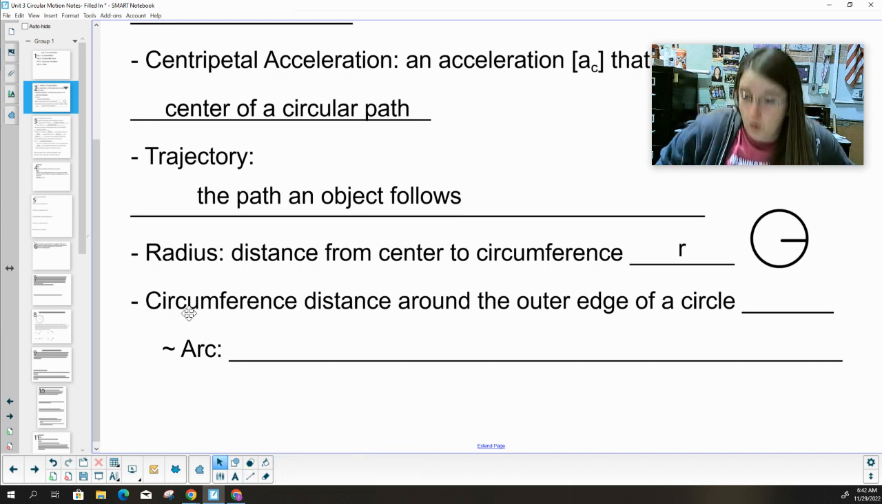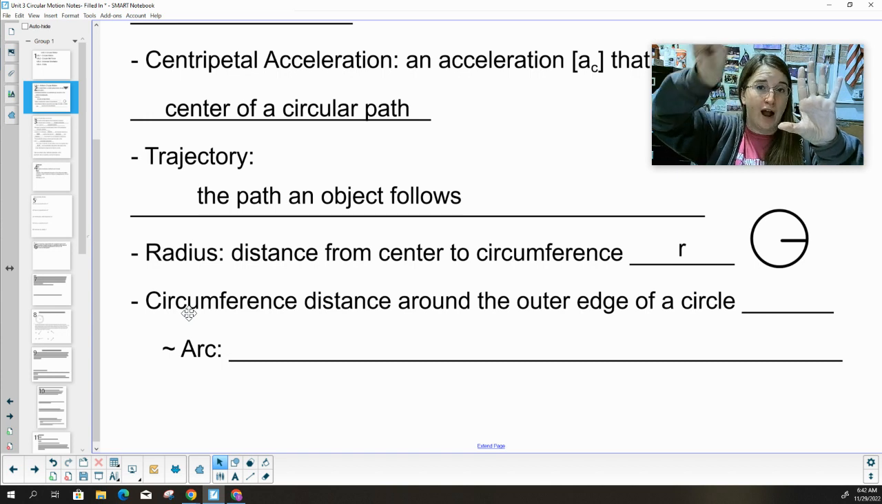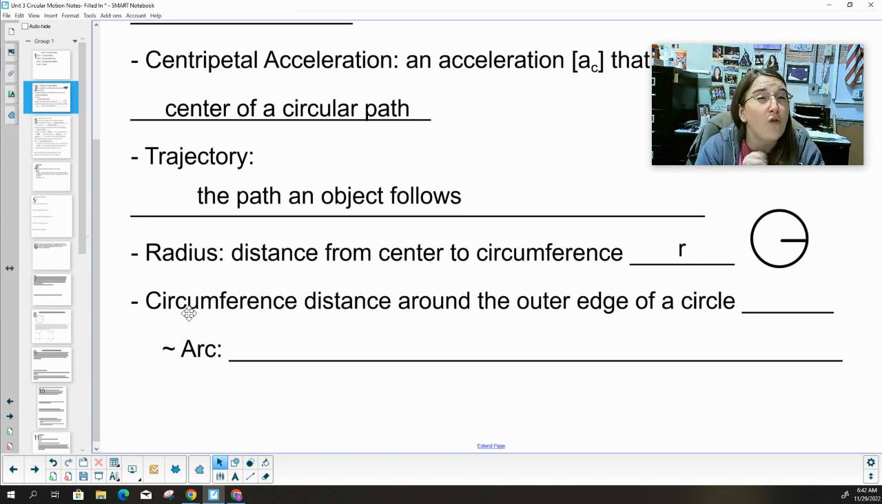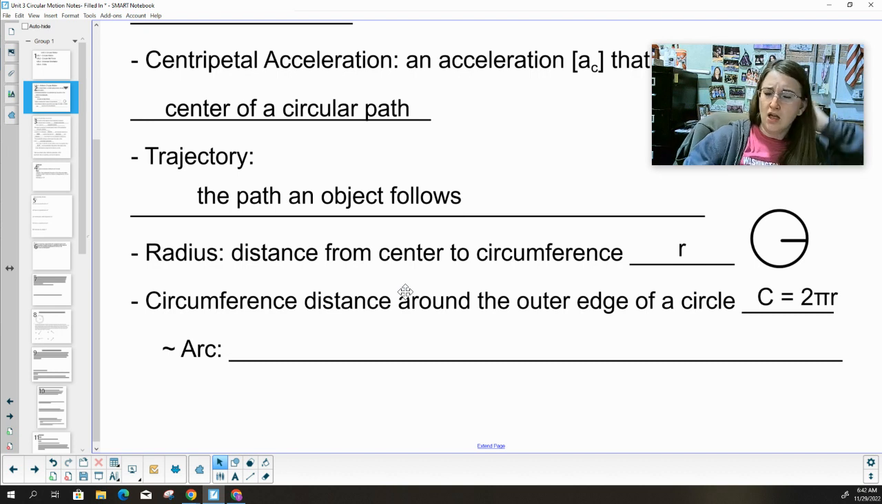Circumference as well we need to know because that is the total distance an object would travel in a complete circle. Do we remember the formula for circumference of a circle? If not, we're going to write it down. It is C equals 2 pi r. Pi r squared is the area of a circle. Be careful. We don't care about area of a circle right now. That doesn't matter to the pathway.